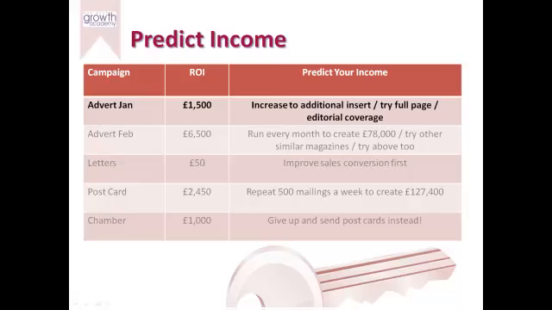Now, what do we do with this information? Well, obviously, if we know that it works in January, we will keep doing it. However, I always like to optimize marketing. So I wouldn't just say run it again in February. I would say let's do something different in February. So we could increase the size of the advert. So we could try a full page advert. Remember, this was a half page advert. We know that the size of the advert can sometimes make a big difference, as can where it appears.